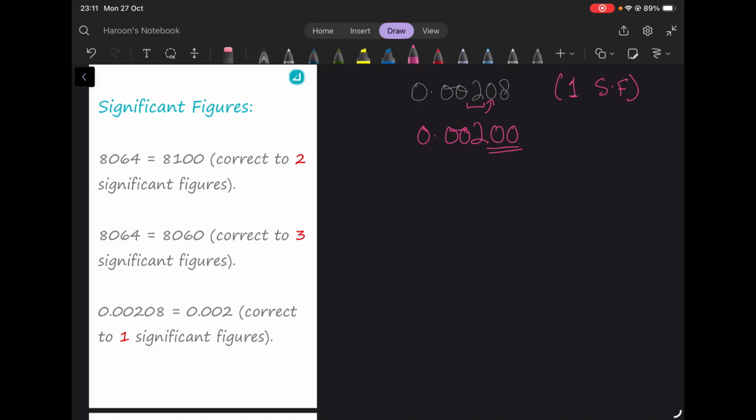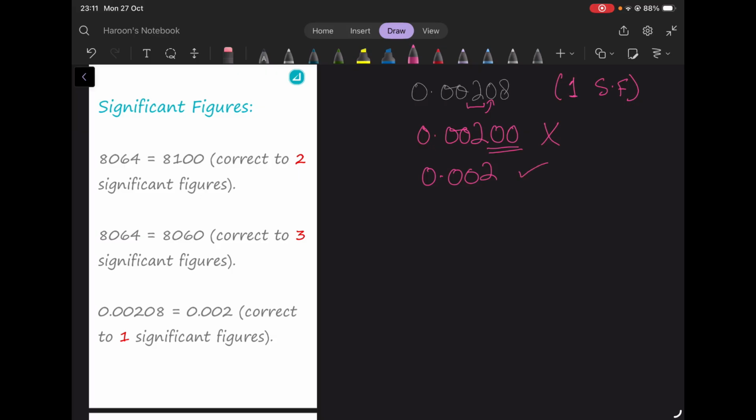The reason being, in decimals, even if you have zeros at the end, they are counted as significant. For whole numbers, that was not the case. They may or may not be significant for whole numbers. But for decimals, even if you have zeros at the end, they are definitely significant. So if you write this, this would be marked incorrect. You actually need to write 0.002. That's it. This is one significant figure, so this is written correct to one significant figure.